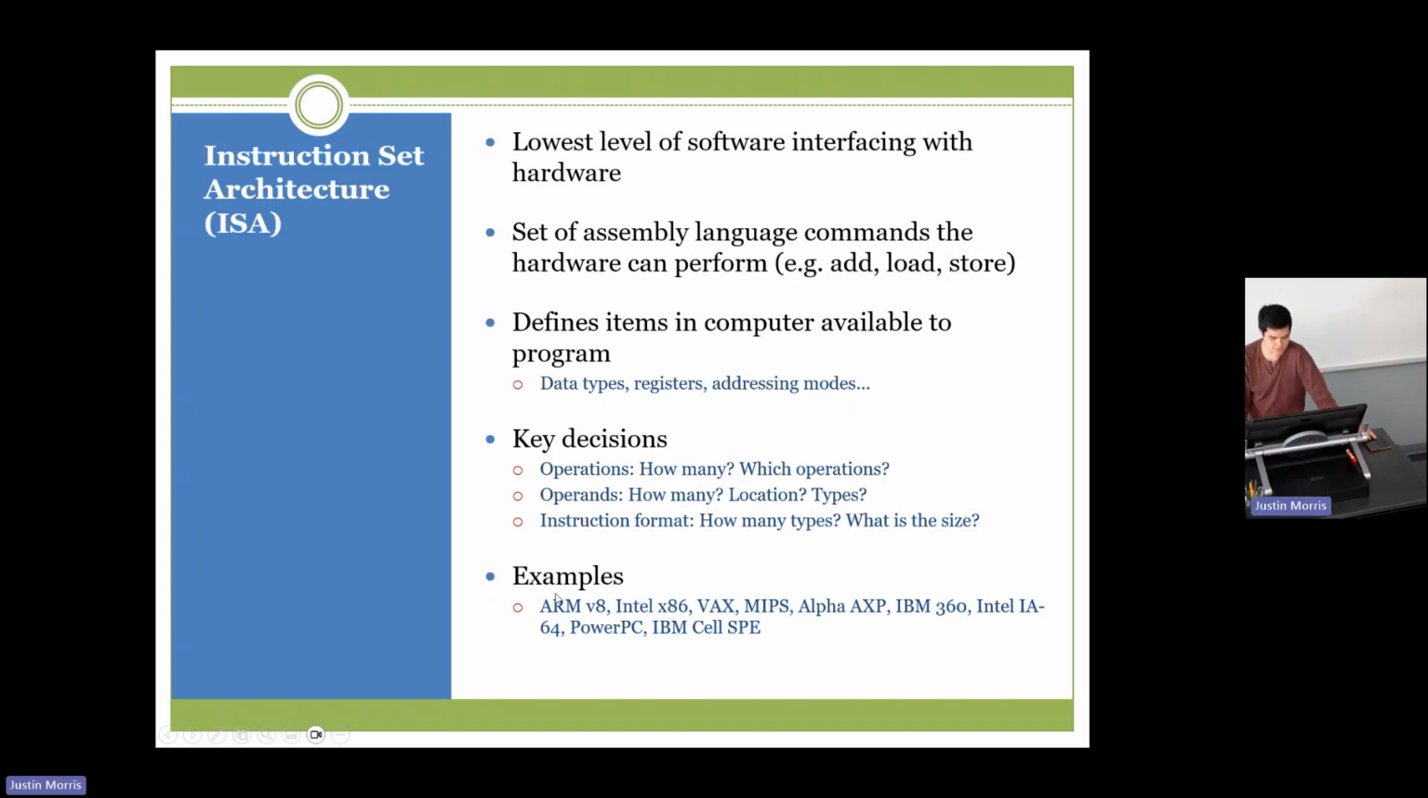So here again, examples: ARM, x86, and what we're going to talk about, MIPS. So IBM has their own, right? They actually have multiple, 360. PowerPC is also from IBM. And then Dell SPE, also IBM.